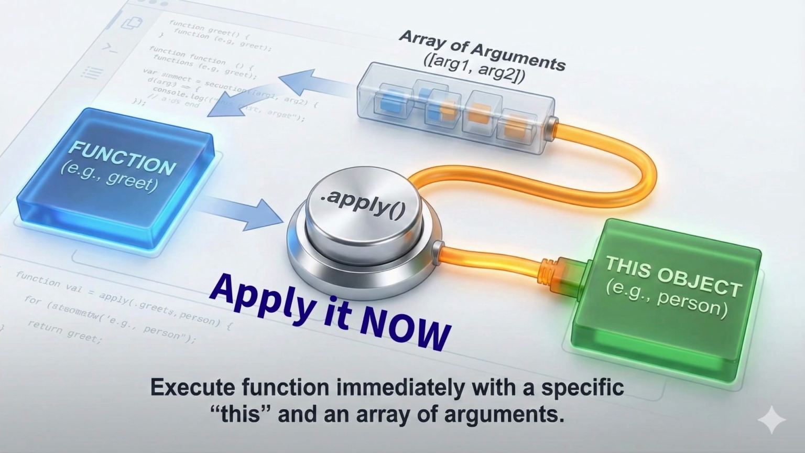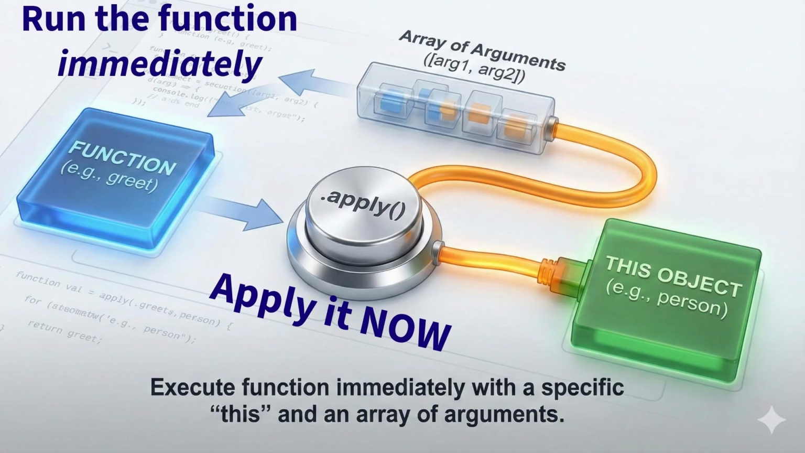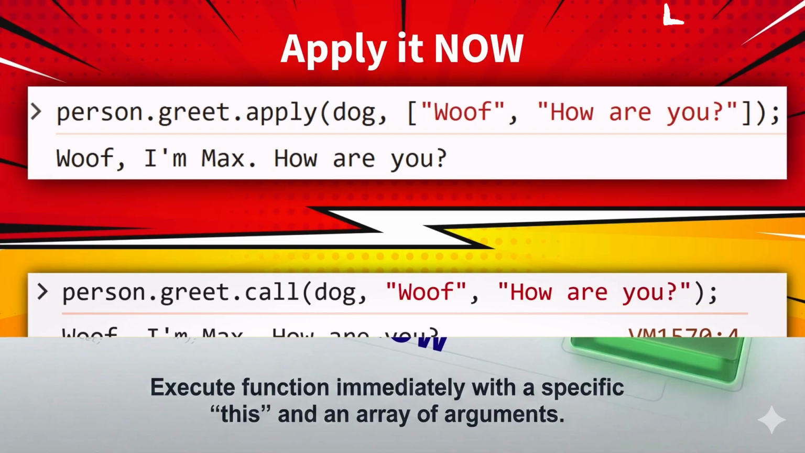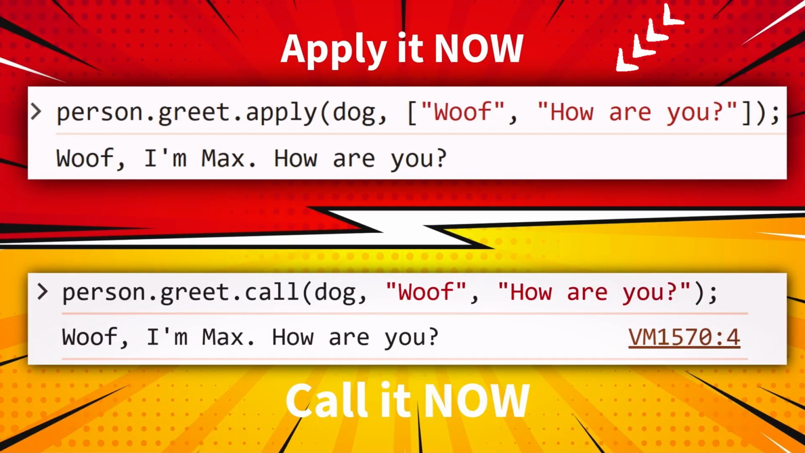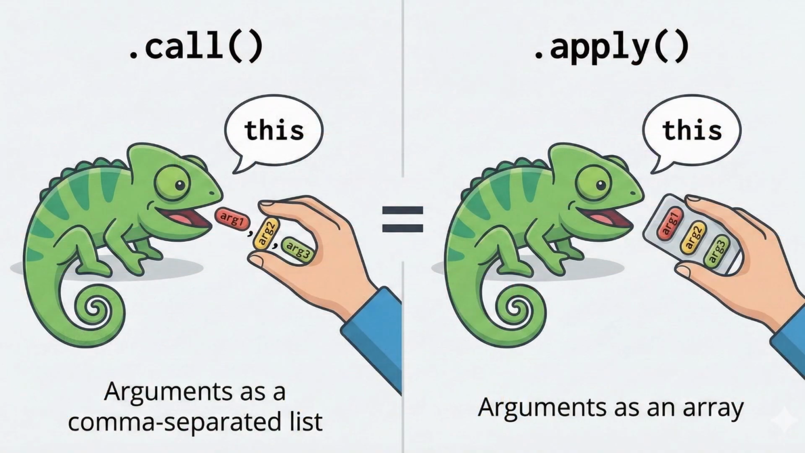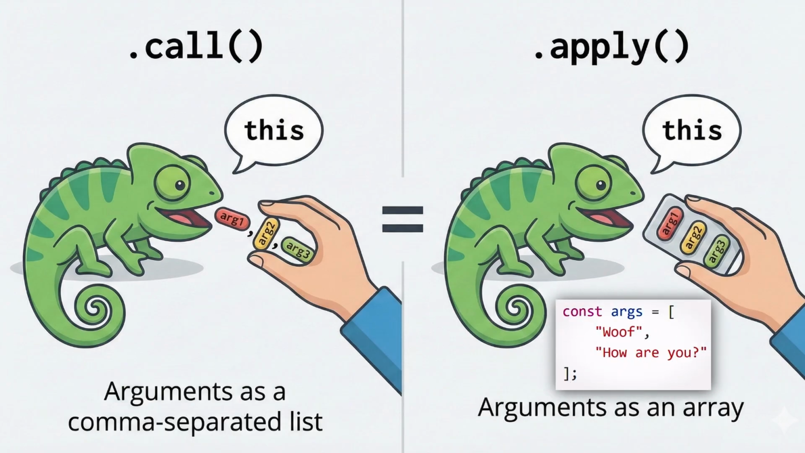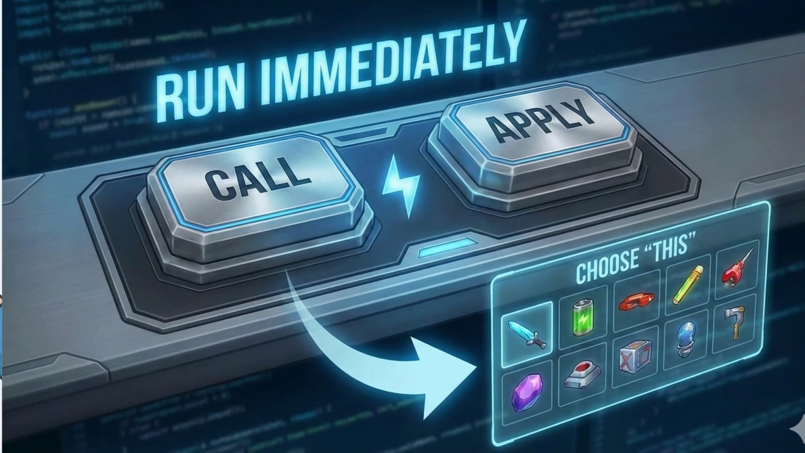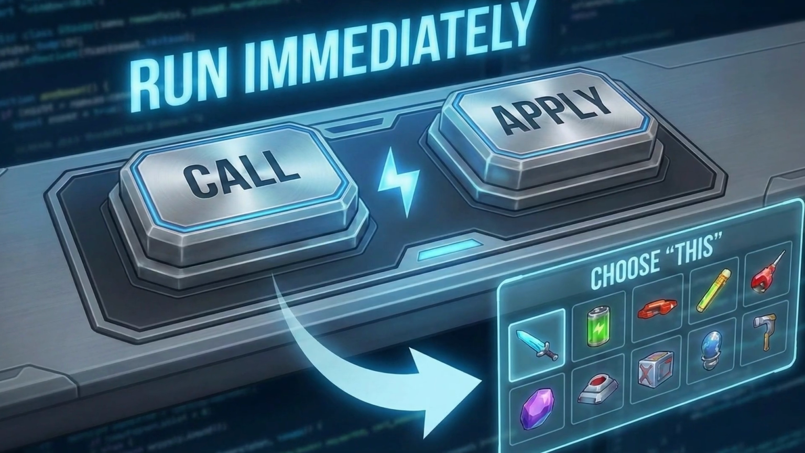Next, let's look at apply. It is identical to call in one way. It also runs the function immediately. The only difference is how it takes the arguments. My favorite way to remember this is: A for apply, A for array. See, instead of a comma-separated list, apply takes all the arguments in a single array. That's it. That is the only difference. Apply is perfect if your arguments are already in an array. Both mean: run the borrowed function right now with the this of our choice.